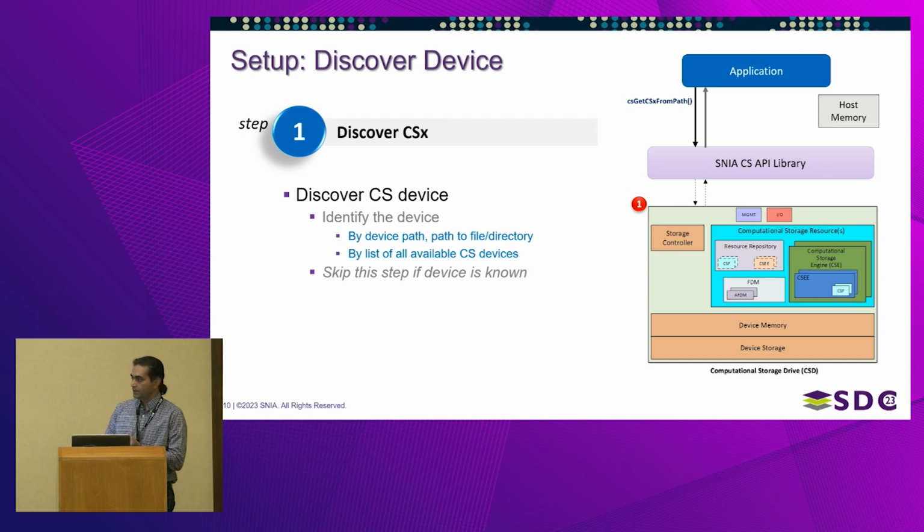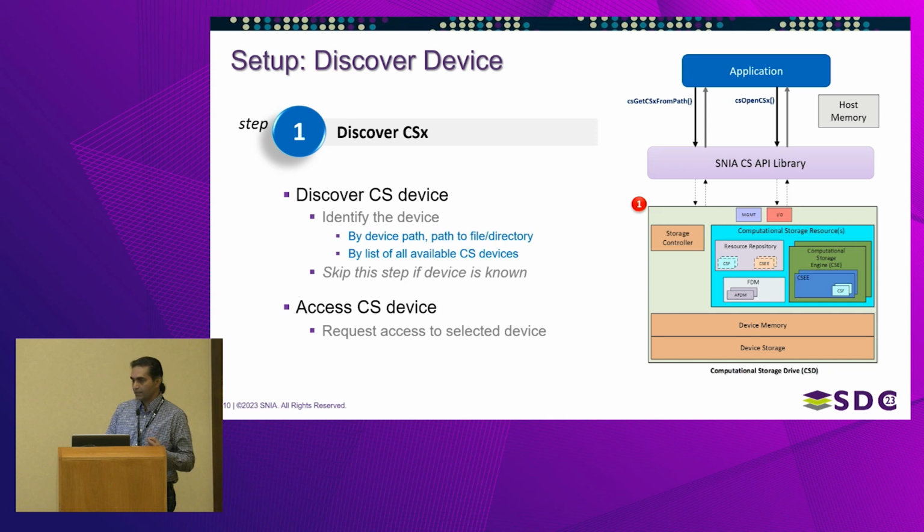Now, if you already know that, you can skip that step and go to the next step, which is get access to the device. And in this step, you would use OpenCSX as the function. And given the input that you got back from the previous API, you would go and access the device. Now, once you access the device, you get a handle to the device, and you use that handle for all other operations as the APIs are defined. So this covers the first step of discovering and accessing your device.